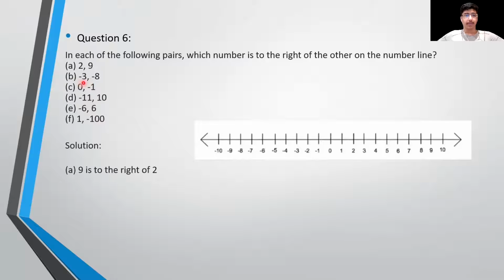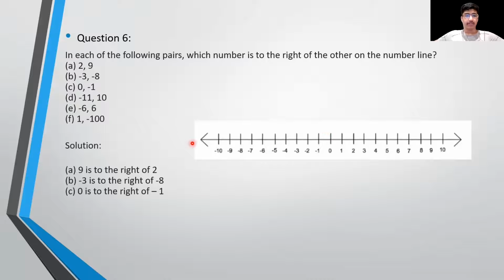So B, -3 and -8. So -3 is here, -8 is over here. From -3's perspective, -8 is to the left of -3, but from -8's perspective, -3 is to the right of -8. So the answer would be -3 is to the right of -8. C, 0, -1. So 0 is here, -1 is here. So again, from -1's perspective, 0 is going to be to the right of -1. So that will be our answer.